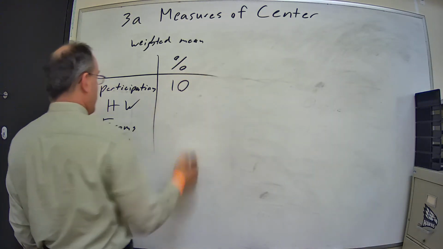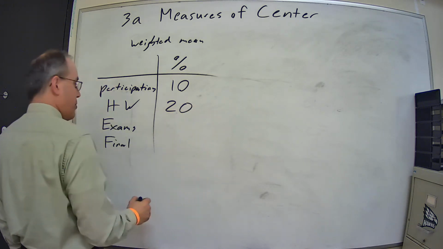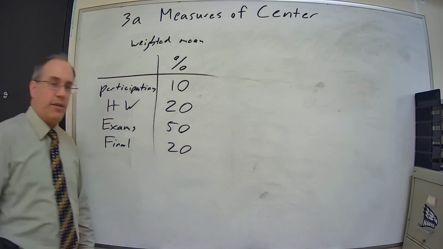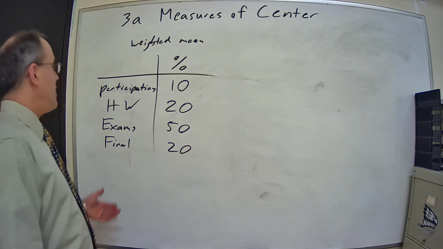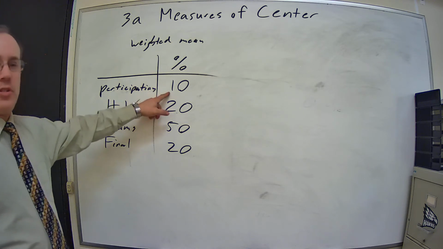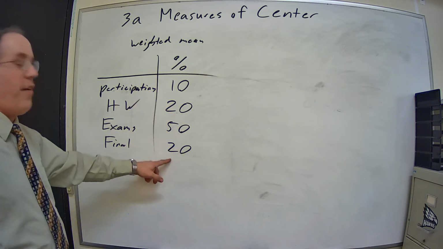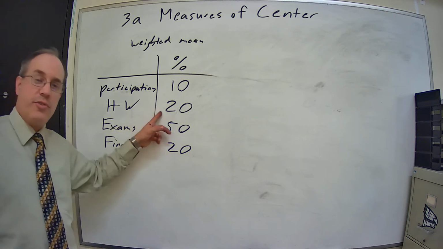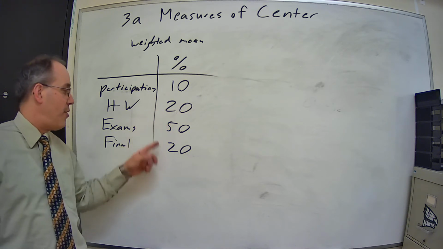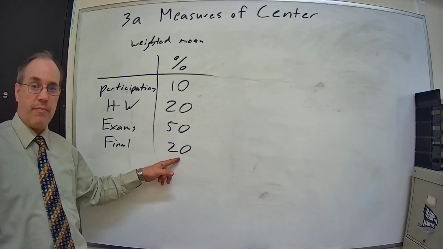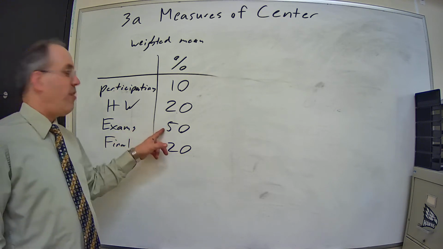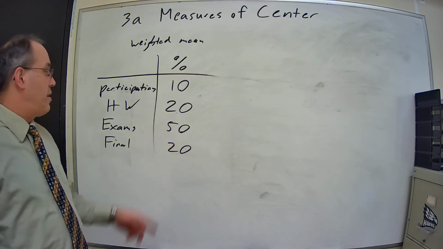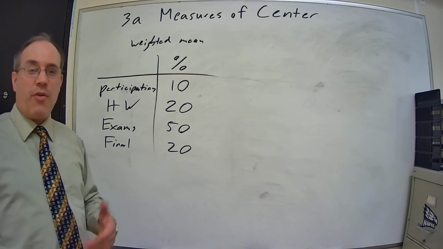Participation is worth 10% of the class grade, homework's worth 20%, exams worth 50%, and the final worth 20%. What that says is, your participation in this class is worth half as much as the final exam. All these homeworks that you do during the semester are worth the same amount as that one final exam. Your 4 exams in this class are worth a combined total of 50 points, whereas the final exam itself is worth 20 points.